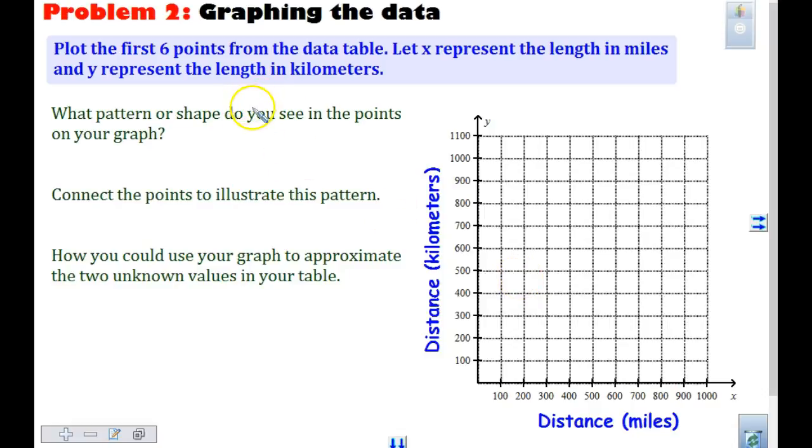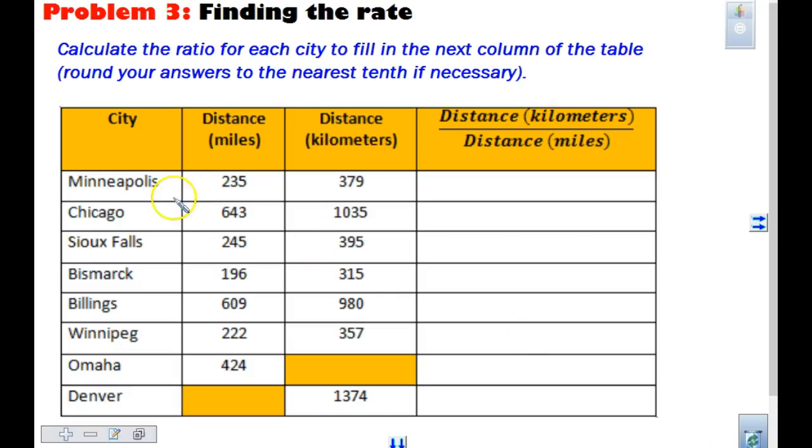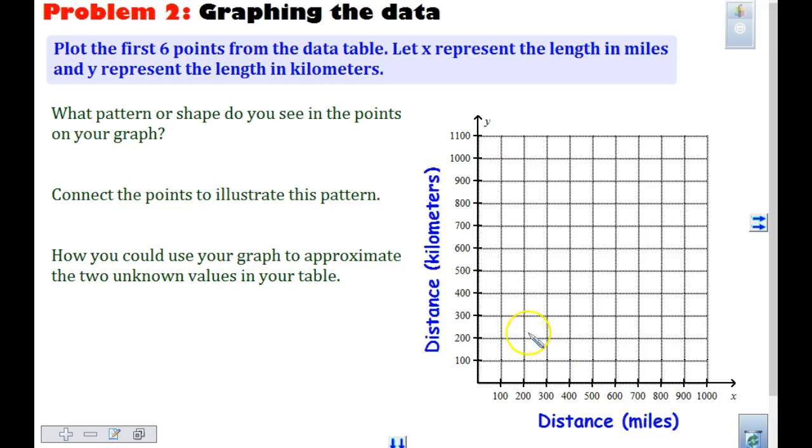So turn to the next page, please, and you are asked to graph. What are you graphing? On the bottom, you're graphing the first 6 points from the data table. What data table? Here, this is your ordered pair. This is X put above distance, X put above distance in kilometers, that's your Y, okay? Plot the points. I don't know exactly where 235 is. I don't either. You're approximating, right? So 235, 379. 235, maybe here, someone else might put it over a little further. 379. You're going to put a point there.